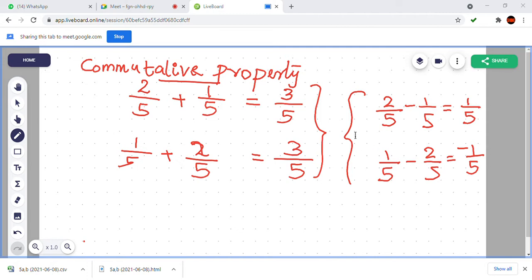After that, next sentence you can see in your textbook. For any two rational numbers a and b. That a and b you give in small letters. For any two rational numbers a and b, a plus b is equal to b plus a.